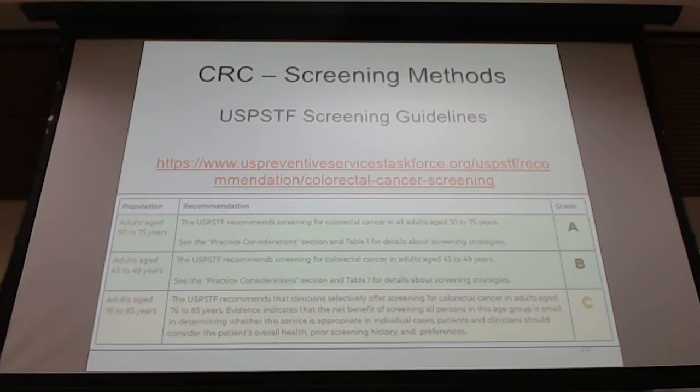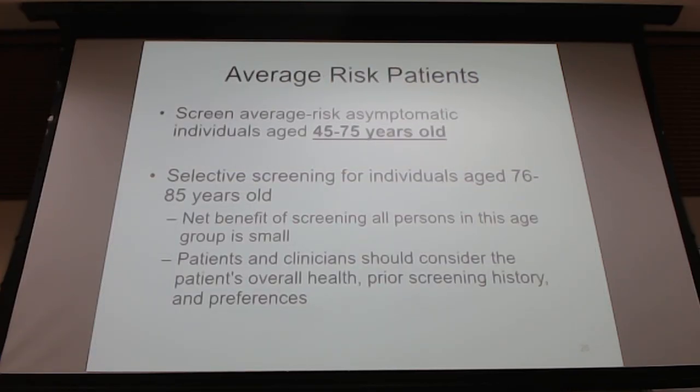Meanwhile, we have everybody else pretty much from 40 years on up to 75 that we have grade A and B categories that we definitely want to recognize. If we can get in there and potentially remove an early growing cancer, try and treat those, okay? So screening average asymptomatic individuals anywhere from 45 to 75 years old. We do not do it 76 to 85. That's just the breakdown on that last slide.